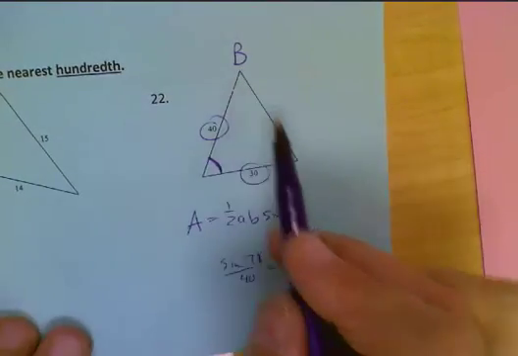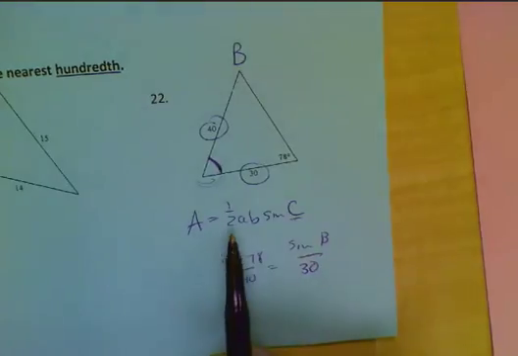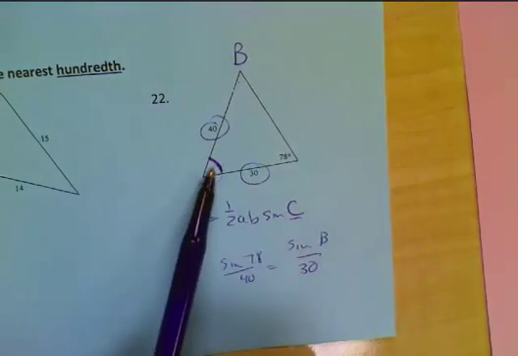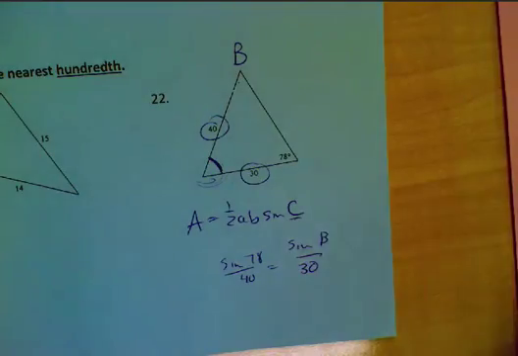Once you have angle B, then you subtract from 180 to get this angle. Then you can find the area by taking 1/2 times 30 times 40 times the sine of whatever that angle is. But that one has a little bit more work to it. The rest of them are pretty straightforward.